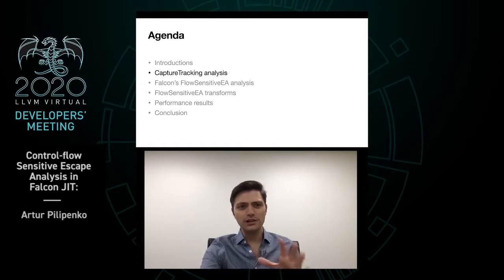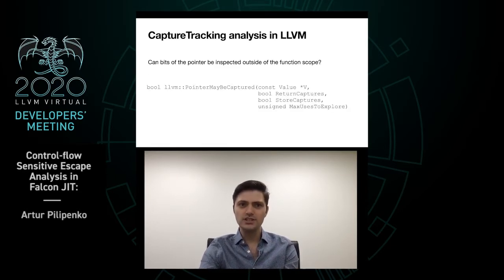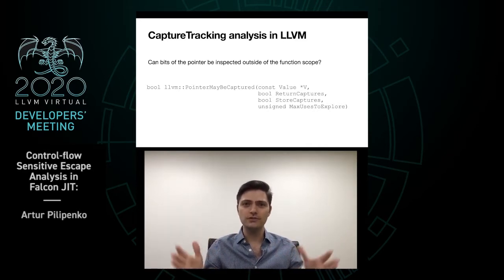Now let's look at what LLVM has in terms of capture or escape analysis. There is an existing analysis called capture tracking, and it answers the question whether the bits of the given pointer can be inspected outside of the function scope. And this framing makes a lot of sense for languages like C or C++, where you can take a primitive value and treat it as a pointer. So if we captured individual bits of the pointer, later we can construct a primitive containing these bits and we can treat it as a pointer.